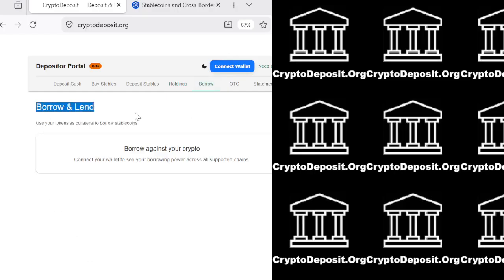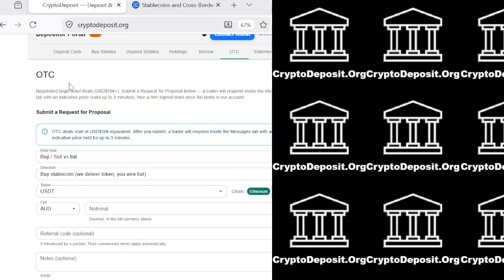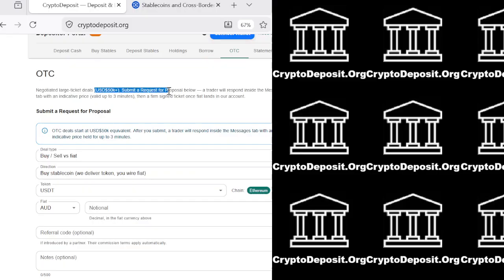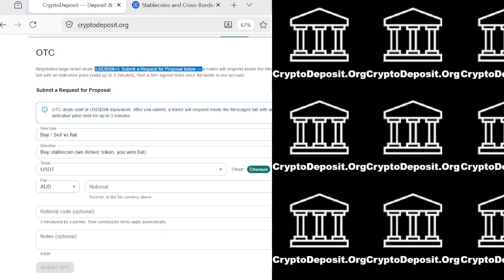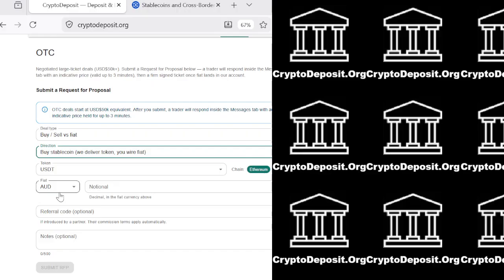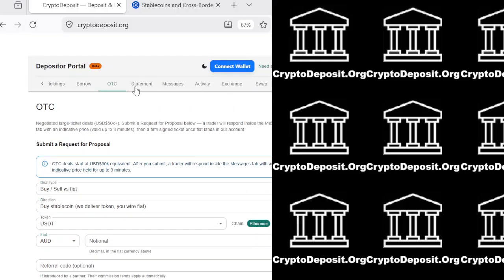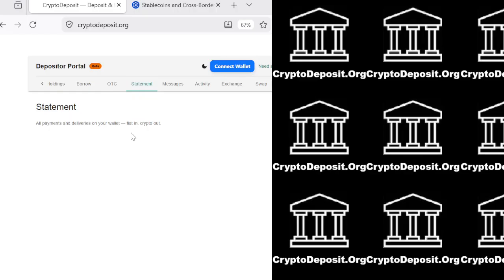Borrowing and lending is simply your wallet's connected. If you have anything that's not stable and you wish to borrow more stable, that would show up here. And then for a lot of people, OTC. This tab is for all the people who have 50,000 or more. Just fill out this form, submit a request for proposal, and it goes both ways. You can be getting stable, or of course, we are also accepting stable, and we can wire you fiat. So it's simply an OTC deal, and many types of fiat as well. And then finally, statement activity. Everything is in real time. So any activity at all, like a bank statement, is here, all on chain.